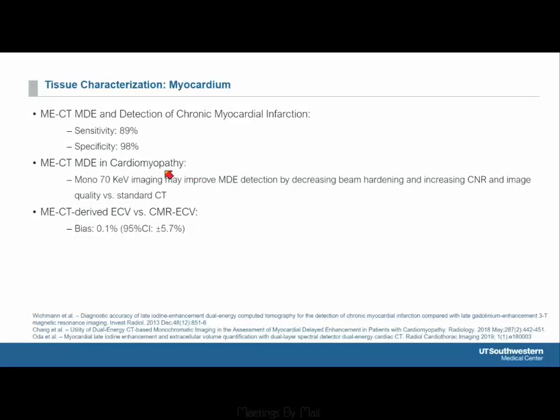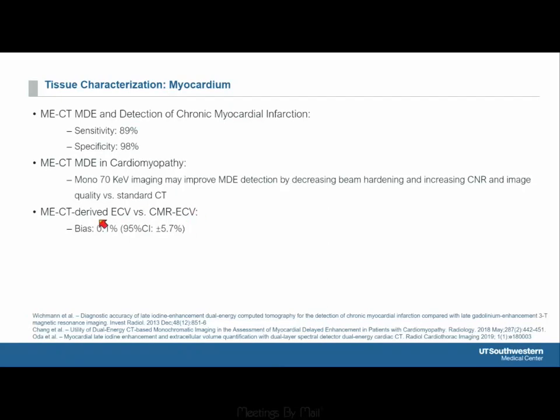In cardiomyopathy, the use of mono 70 kV imaging may also provide an improved detection of myocardial delayed enhancement by decreasing beam hardening and increasing contrast to noise ratio when compared with standard CT.